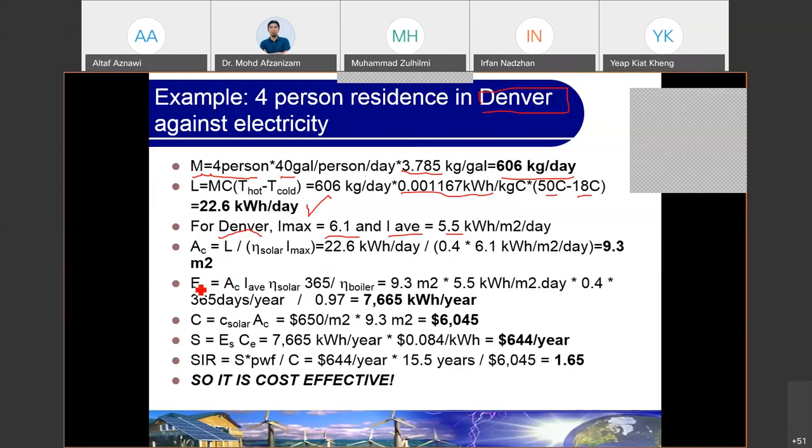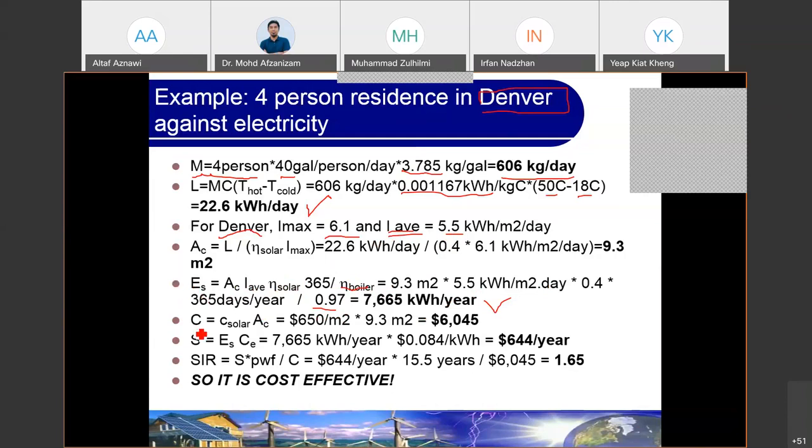And then for the annual energy saving, area of collector, we get the 9.3 just now. And I average from here is 5.5, efficiency of the solar 0.4, divided by the boiler efficiency 0.7, and you manage to get 7665 kilowatt hours per year of saving.